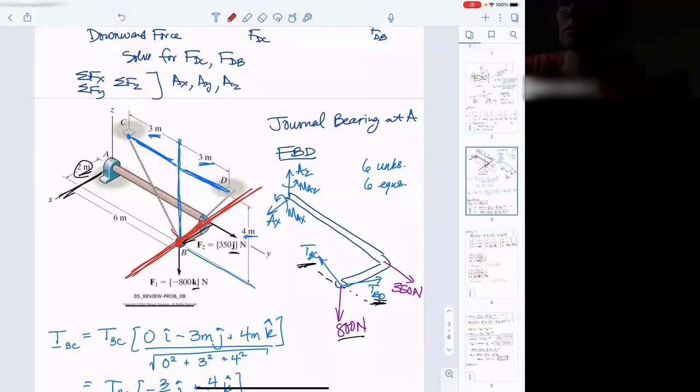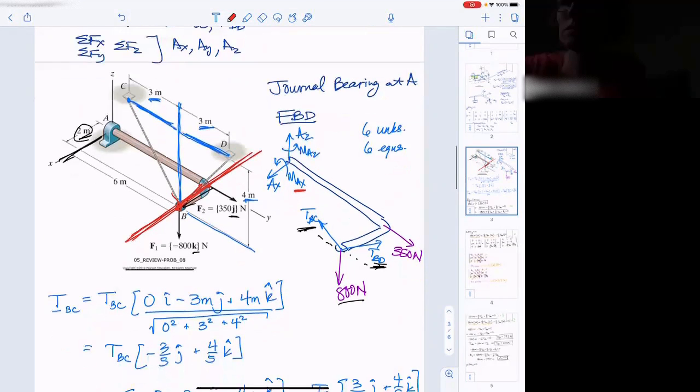AZ and AX were already 0. So if we sum moments about that axis, the only moment that will show up is MAX. Remember, MAX is a couple. So any x-axis that you sum moments about, it can be the x-axis through point A, through point B, through point D, through point C. It doesn't matter where you sum moments about. You have to include that couple moment because couples act kind of on the entire system globally. So maybe a way to think of it.